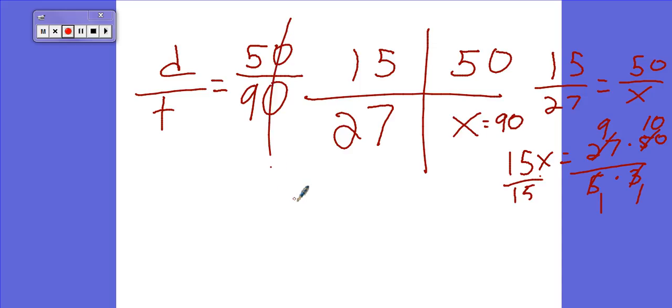Let's break it down. His distance divided by time equals his rate, which is 5 to 9. That is 5 kilometers to 9 minutes. That's how fast he's going. For every 5 kilometers, it takes him 9 minutes to do it. That's what we know. Okay? So that's done. Let's do one more.